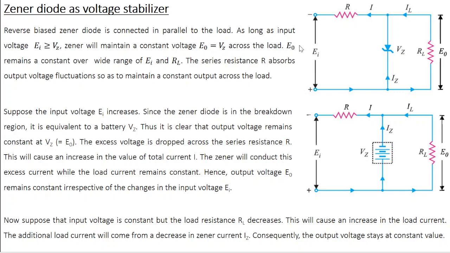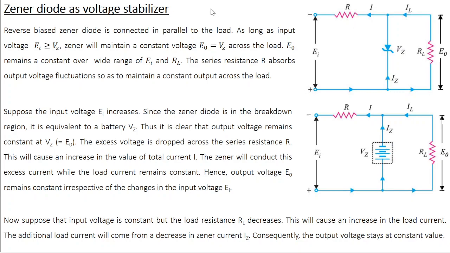The beauty of this circuit is that the output voltage E0 can remain constant over a wide range of EI and RL. In other words, changes in the input voltage or the load resistance are not going to affect the output voltage. I will explain that shortly. What's the purpose of this series resistance R? This resistance is going to absorb the voltage fluctuations so that the output across the load remains constant.